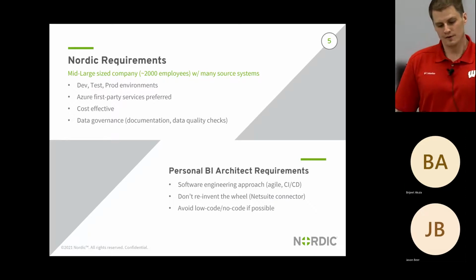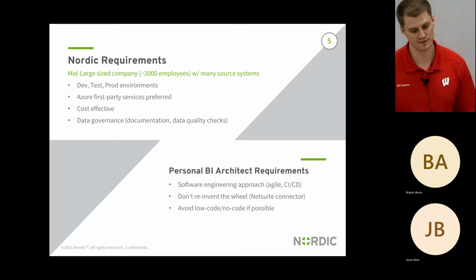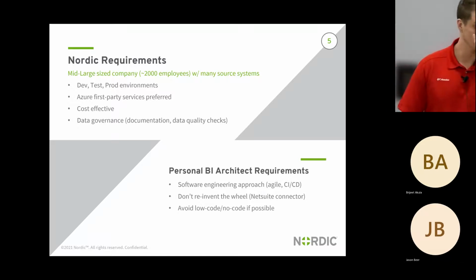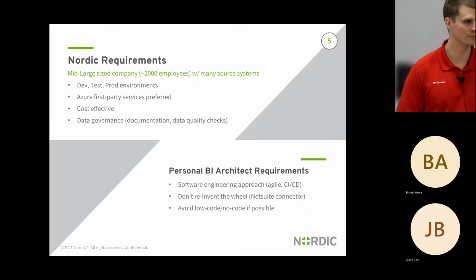So for Nordic, we consider ourselves a mid to large size company. We're right around 2,000 employees right now. We have a lot of source systems, at least for the type of work we're doing. As a professional services company, especially in recent years, we've bought many companies who also have source systems. So we might have 3 or 4 HR systems, 3 or 4 financial systems that all need to be integrated and may have duplicate data across systems. So we need to make sense of all of that in one location.